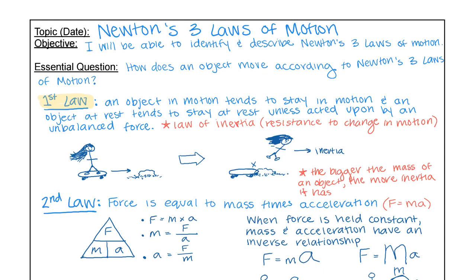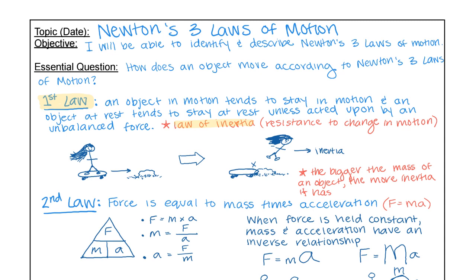So remember the difference between an unbalanced force and a balanced force. A balanced force, meaning that object is at rest or it is moving at a constant velocity. Whereas an unbalanced force is going to cause that object to accelerate. So that unbalanced force would be interfering with that object's motion or with that object's rest. The first law is also called the law of inertia, meaning inertia is the resistance to a change in motion.